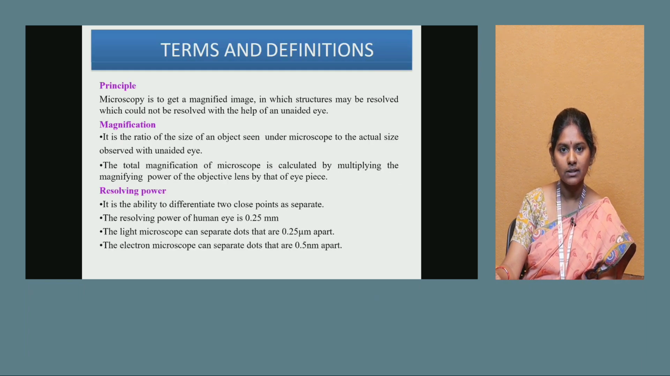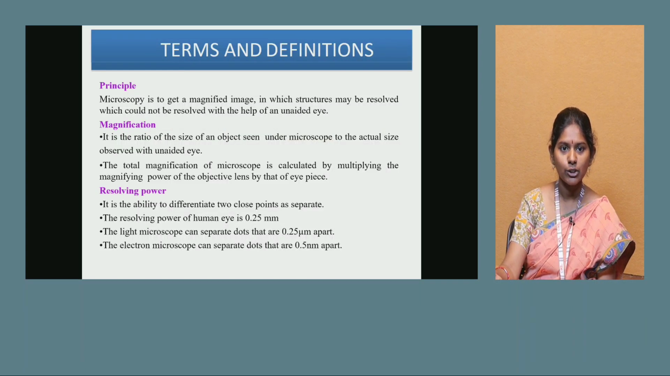Before moving towards the design of the microscope, let us know what the principle of the microscope is, and what magnification and resolving power are. So the principle of microscopy is used to get a magnified image in which the structures may be resolved which could not be resolved with the help of an unaided eye.